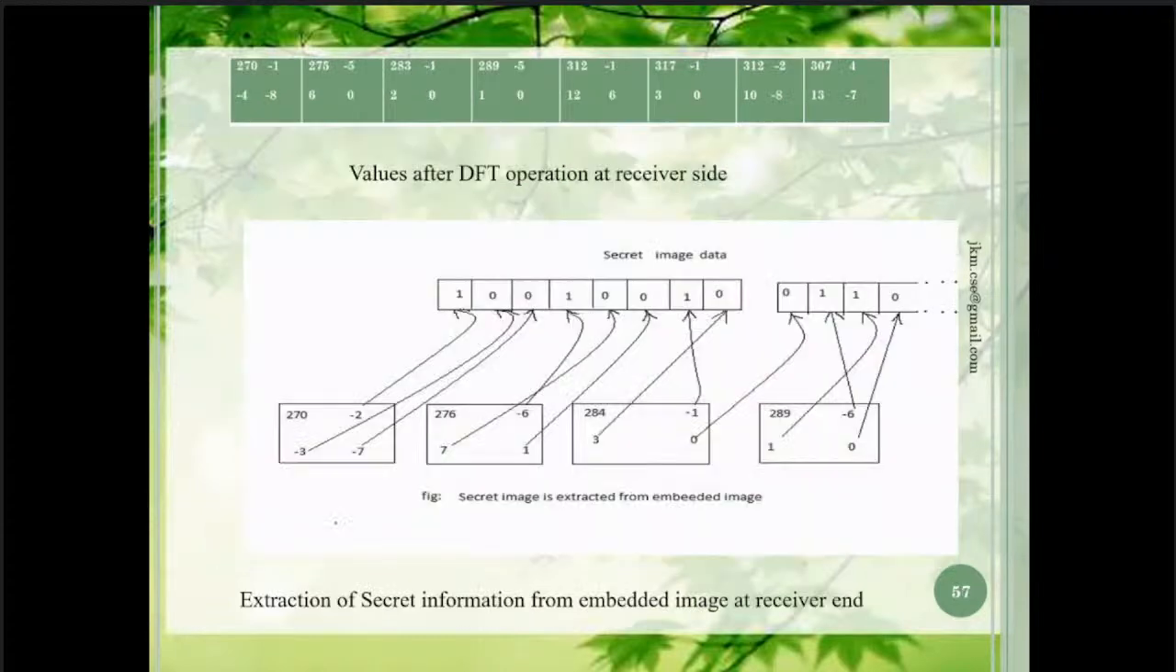Then you see from the transform image, at the destination end, what the receiver will do. The receiver will go for only the forward transformation, not the inverse transformation. If we go to the forward transformation, I shall get the frequency components, and from those frequency components I have the embedded secrets. I shall extract the embedded secrets based on my hash functions or whatever logic I have used for embedding.